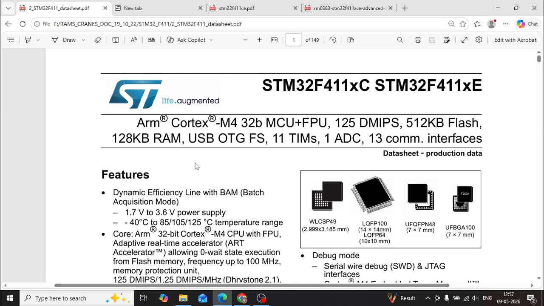So in today's video we are going to understand the basic features of STM32 microcontroller. STM32 is one of the standard and very high-end microcontrollers. Most of the industrial applications are using these STM32 microcontrollers. In this video we will understand in detail the different features of the STM32 microcontroller.